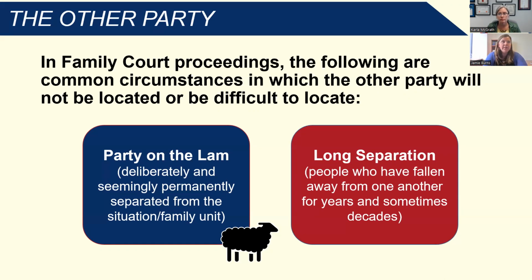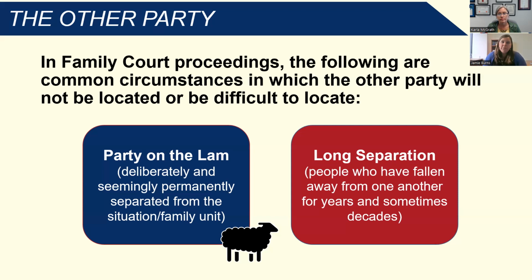Well, the first reason that the clinic often sees, where it's difficult to locate the other party, is what we call party on the lam. So this is where the person is deliberately separated from the situation or family unit. So this could be that they've made that deliberate choice to just break apart. It could be one of those things where people delete each other off social media, distance themselves, move away to be as far apart as they can. Or that person could be deliberately not wanting to be in touch. So not responding to calls, not responding to emails, just basically ignoring the person.